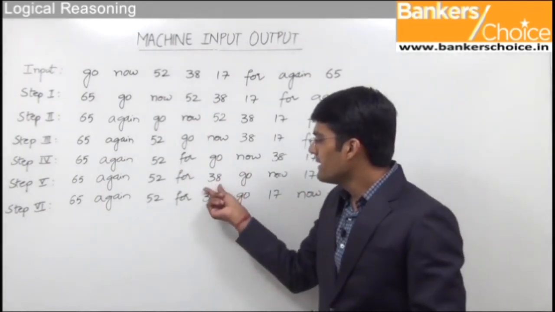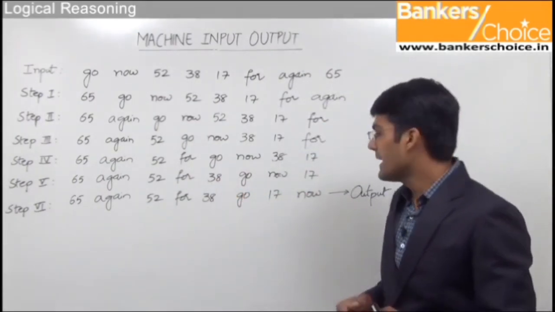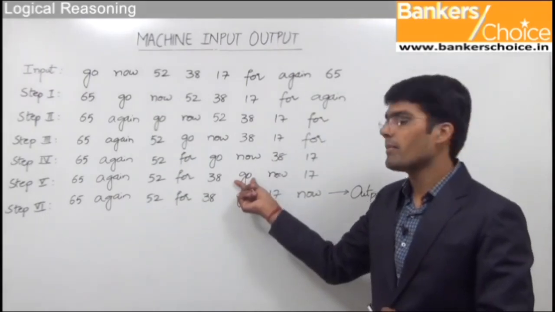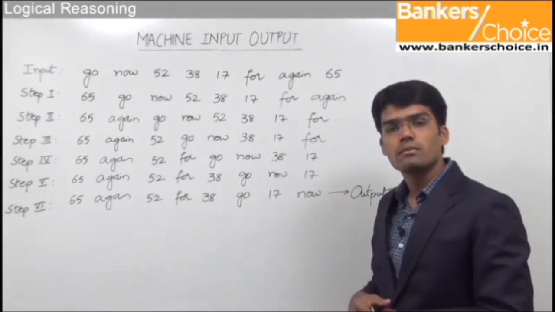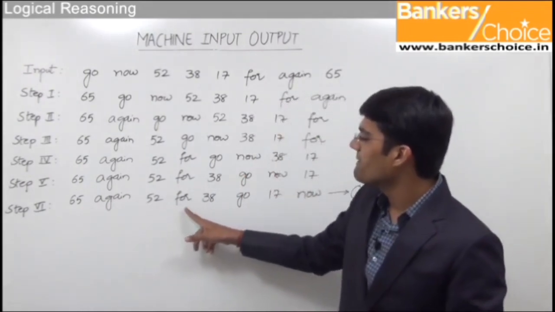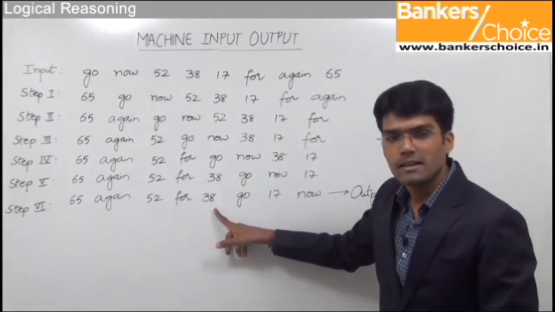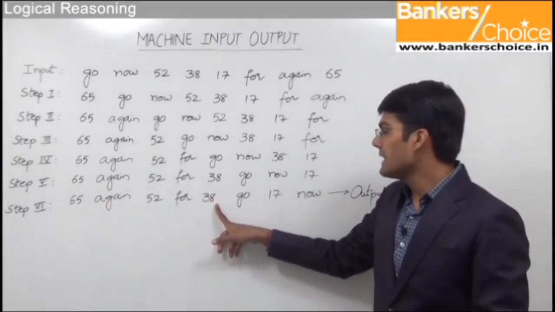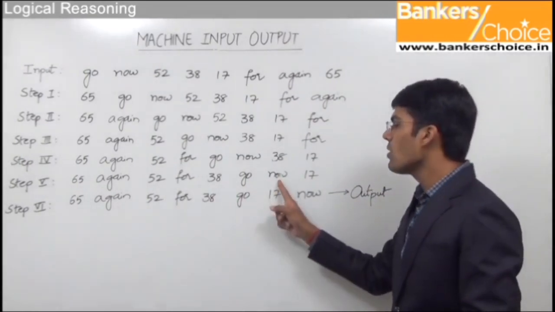After 38 we need a word, and that word here should be go, as it comes first in the alphabetical order among go and now. Now moving on to step 6, we know that the first 5 elements are already in their correct positions. After 38, we need a word, and that word here should be among go and now.